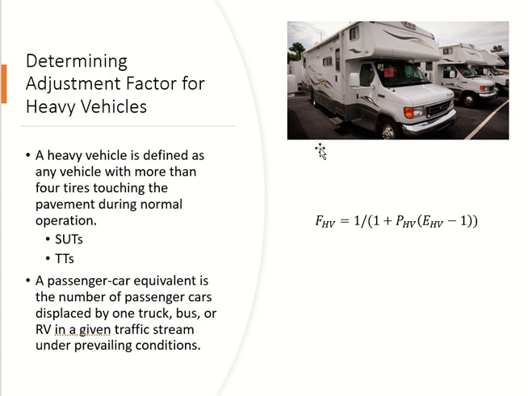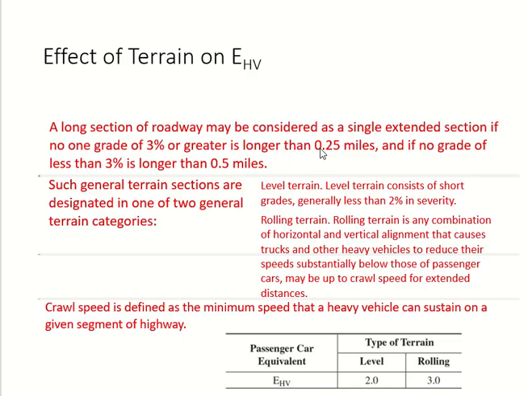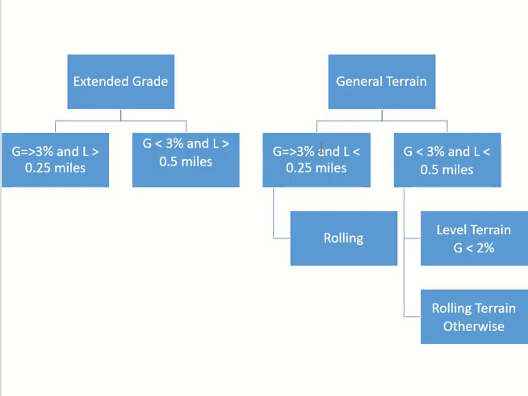What is given about terrain here? G and L. So I need to decide whether I have general terrain or a gradient. If you look at this flow chart, is my gradient less than 3% or more than 3%? More, so I am in this box. Then my length should be more than 0.25 miles. Is it more than 0.25 miles? Yes. So we have a gradient. We don't have general terrain.